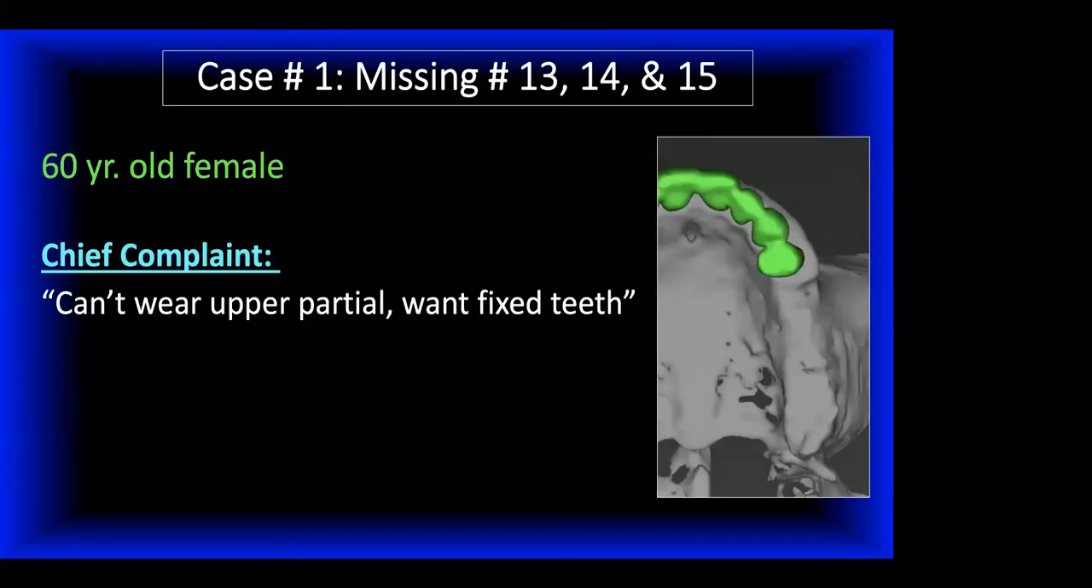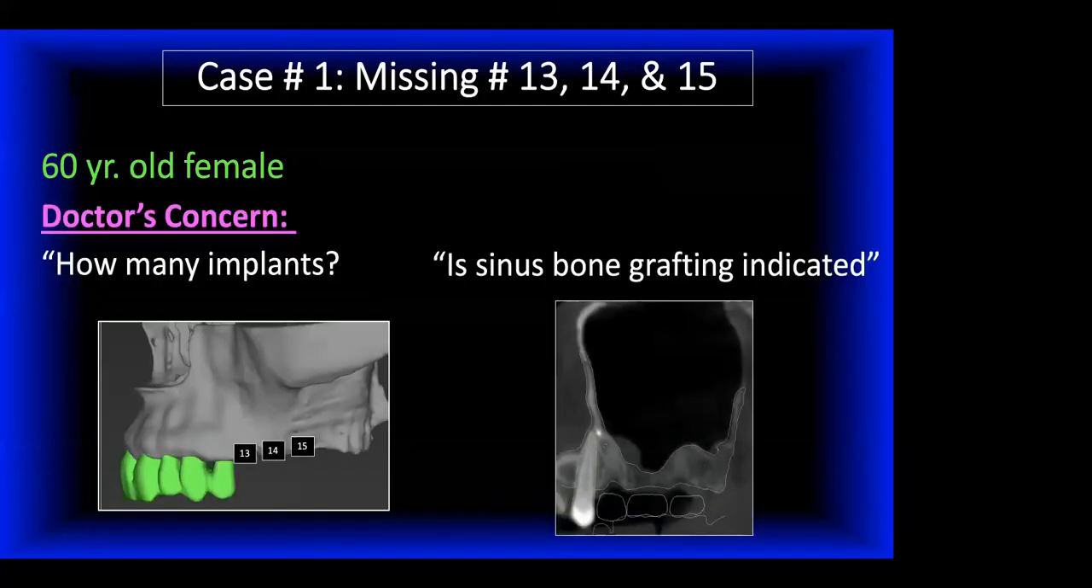So we're going to get into the treatment planning. Again, this patient is missing 13, 14, 15. Their chief complaint is they can't wear their upper partial and they want fixed teeth, meaning they want teeth that do not come in and out. The doctor who reached out to us, his concern is how many implants do I need to replace 13, 14, 15? And is sinus bone grafting indicated? So we're going to answer both of those questions for this doctor.